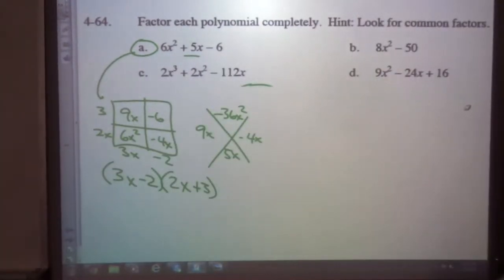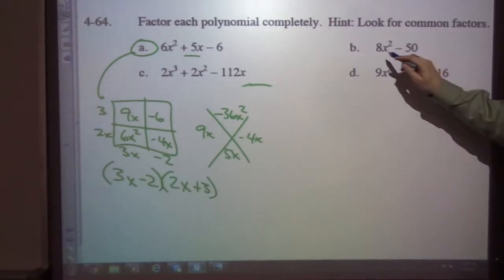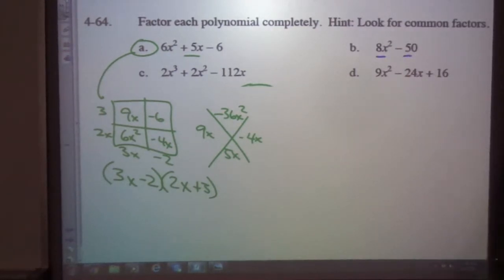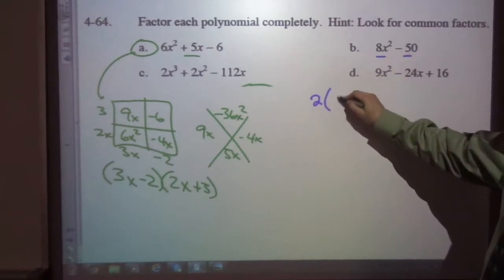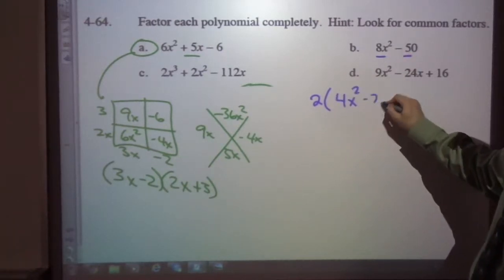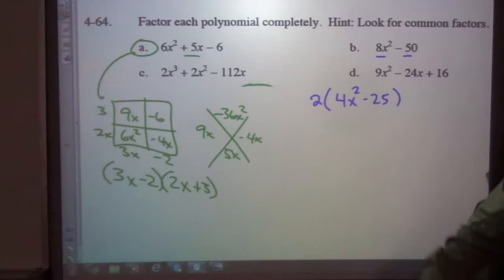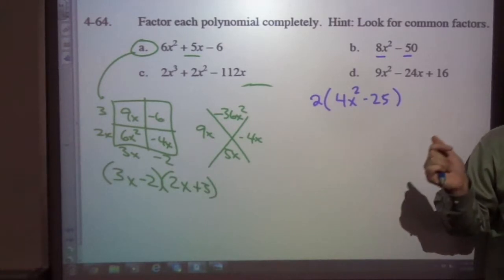B, we check first for our greatest common factor. Is there one? Does anybody in the class see a greatest common factor? I see one. 2 is a greatest common factor. Great. So let's pull out a 2, and that leaves left over 4x squared minus 25. Now we look at this. Is there a shortcut? A equals 1? No. Perfect square trinomial? No, because it's not a trinomial.